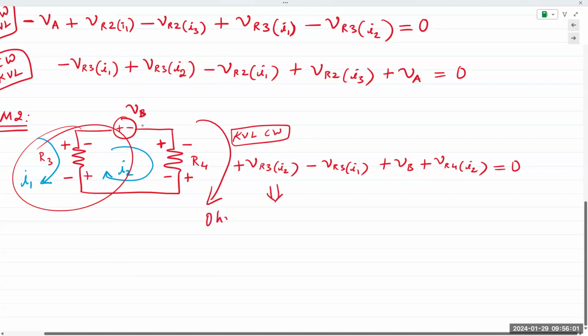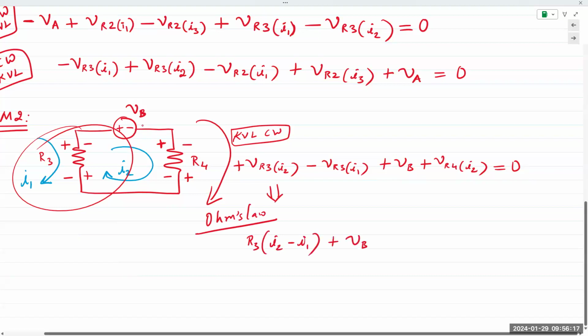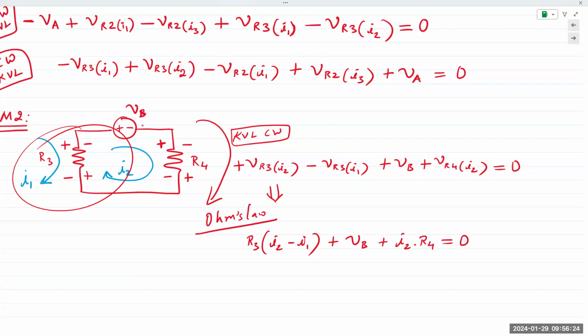So if I apply Ohm's law and express each voltage in terms of the current, I would get R3 times I2 minus I1 plus VB plus I2 times R4 equals 0. So this, again, it's I2 minus I1 just because my current direction is opposite.